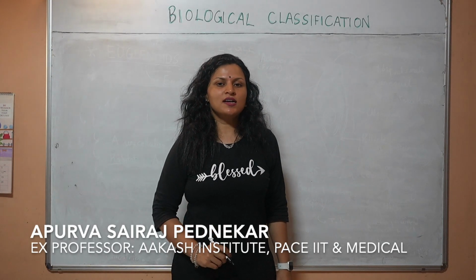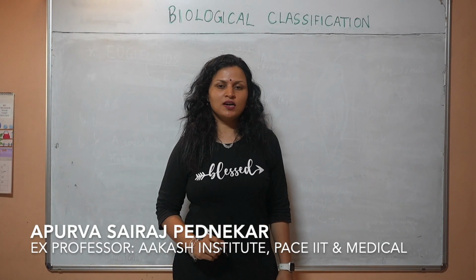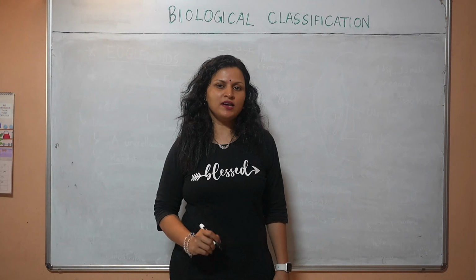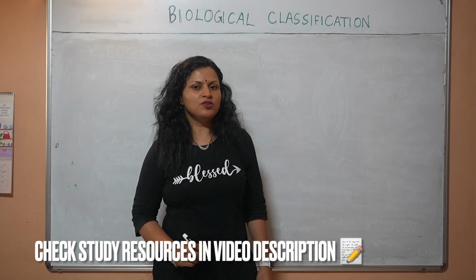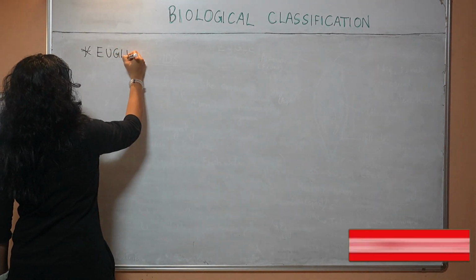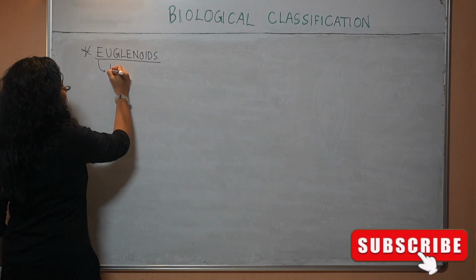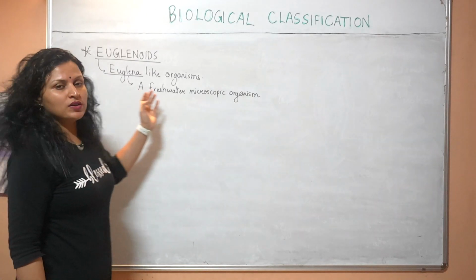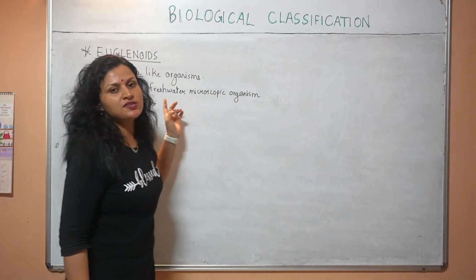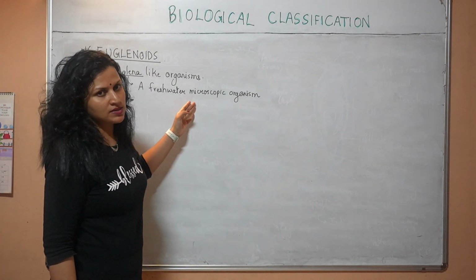Students, in the last class we had started with kingdom Protista, and in kingdom Protista we have completed diatoms and dinoflagellates. Now we are going to start with euglenoids. Euglenoids means euglena-like organisms. You must have heard of euglena, right? In your lower classes, you must have studied euglena as a freshwater microscopic organism, isn't it?